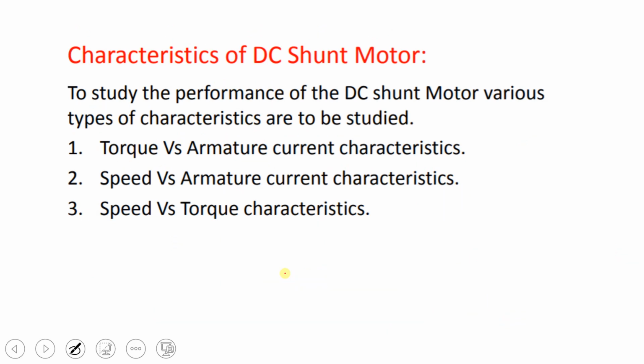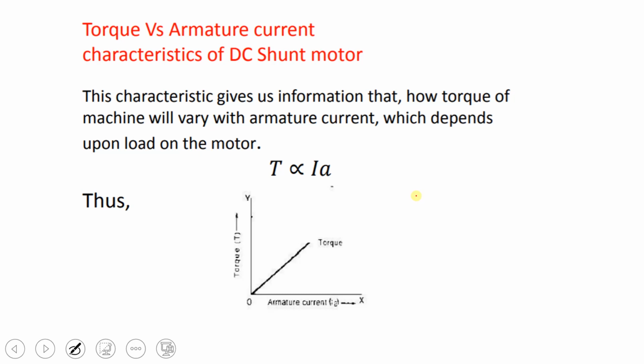Now the characteristics of the DC shunt motor. We have three different characteristics. First is the torque versus armature current characteristic. Second, the speed versus armature current characteristic. Then the speed versus torque characteristic. We are discussing them one by one. Torque versus armature current characteristics of the DC shunt motor: this characteristic gives us information about how the torque of the machine will vary with armature current. It is directly proportional, so it gives a linear graph.